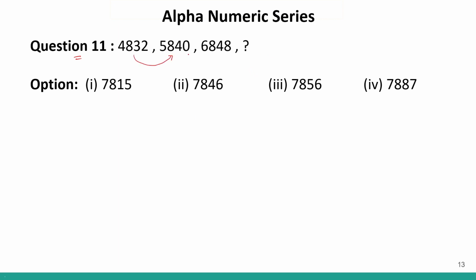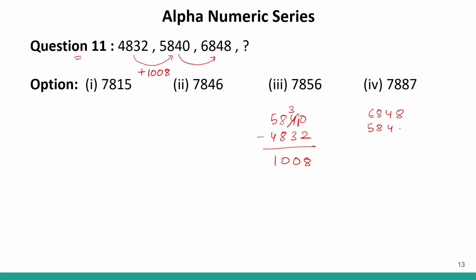4832 to 5840. Let us see the difference first. 5840 minus 4832: this will be 3, this will be 10, so this will be 1008. Basically this is an addition of 1008. Correct? Let us see the difference between 5840 and 6848. Subtracting 6848 and 5840, 8 minus 0 will be 8, so 1008. This is also an addition of 1008. So the sequence can be that the next term will also be an addition of 1008.